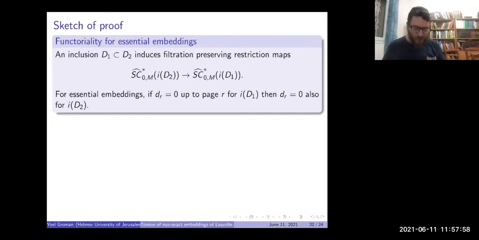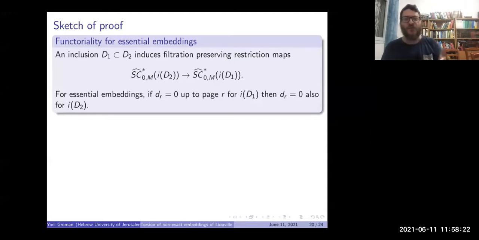So first of all, I described to you what the assignment is. I said that it satisfies some kind of functoriality statement, which means monotonicity. This monotonicity comes from the fact that whenever you have an inclusion, you have a filtration-preserving restriction map in the opposite direction. So you get an induced map of spectral sequences.